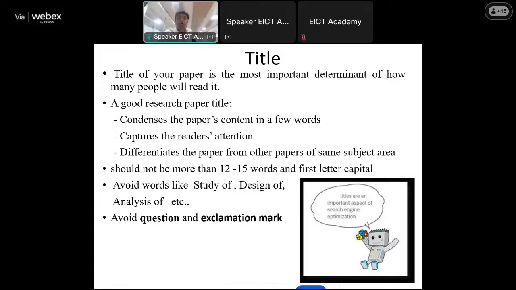Also avoid question marks and exclamation marks in a title if possible.